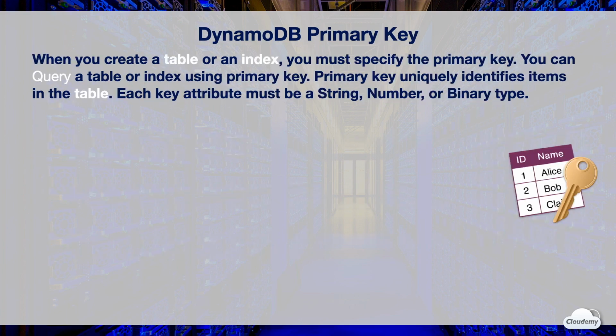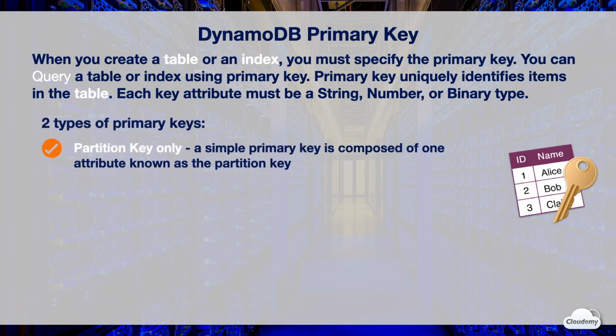When you create a table or an index, you must specify the partition key and an optional sort key to be a primary key. You can query a table or an index using its primary key. The primary key can uniquely identify each item in the table. The only data types allowed for primary key attributes are string, number, and binary types. DynamoDB supports two types of primary keys, simple primary key and composite primary key.